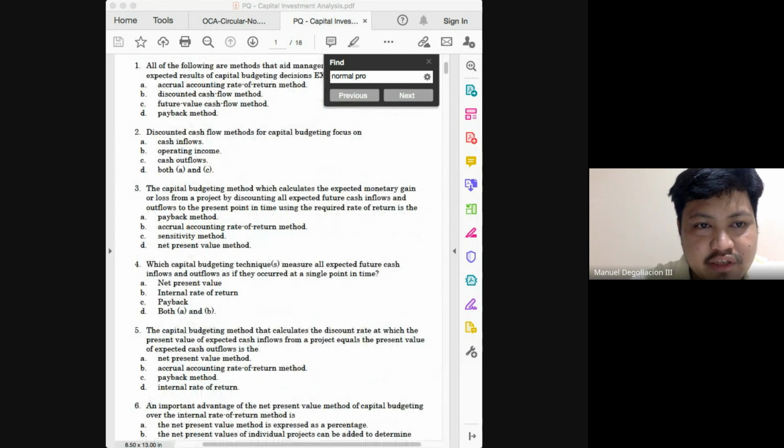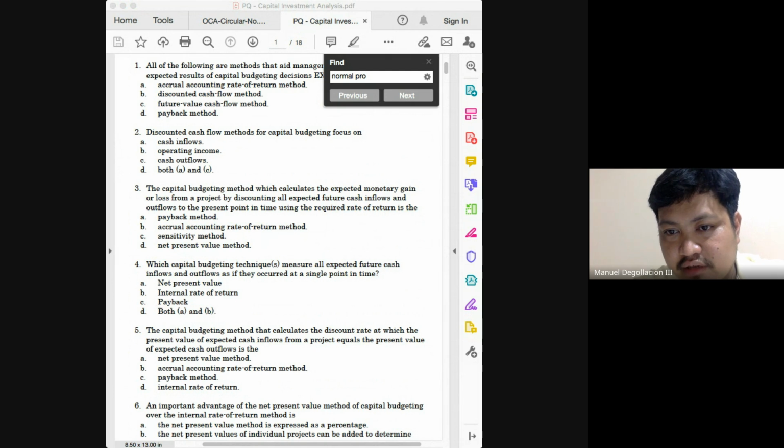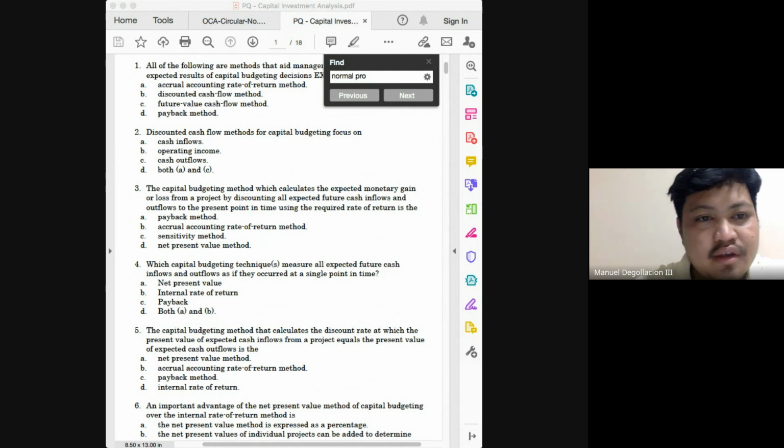Next, the capital budgeting method which calculates the expected monetary gain or loss from a project by discounting all expected future cash inflows and outflows to the present point in time using the required rate of return. This would be your net present value method. This is basically the definition for your net present value method.